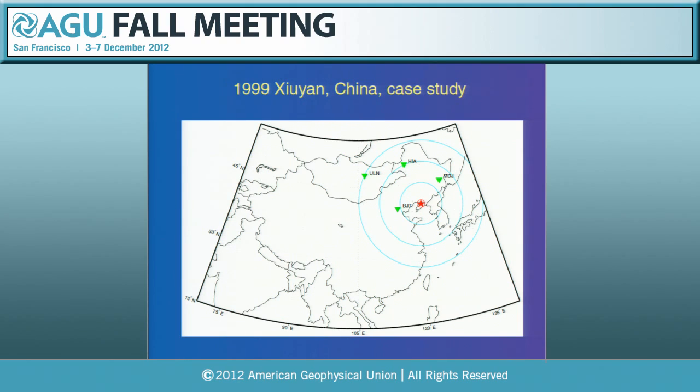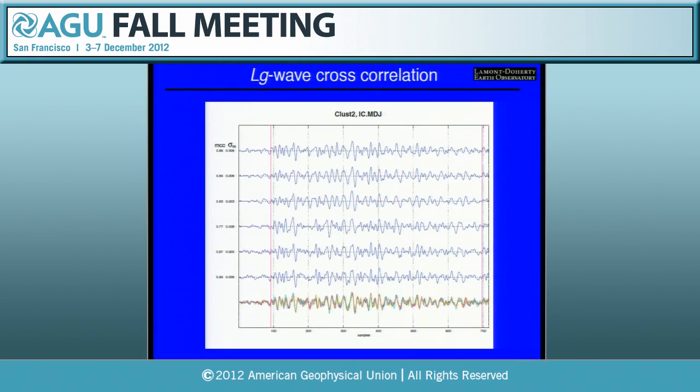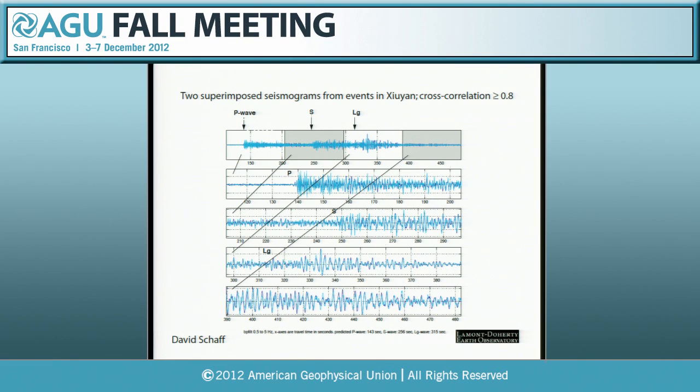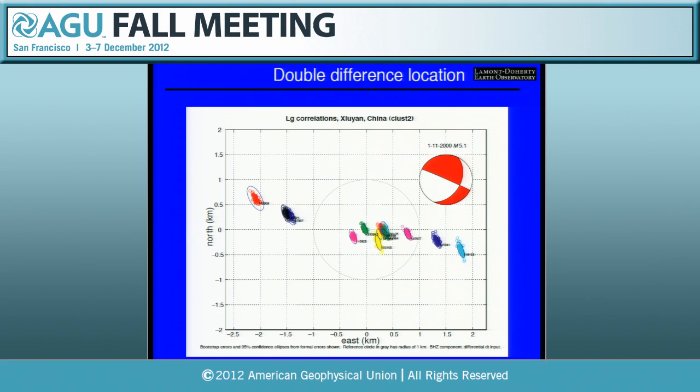From the 2004 AGU meeting was reported work by David Schaff in a similar vein, a case study of events in Liaoning province. What is their relative location as seen from a sparse regional network, using the Lg waves and cross-correlating between them to get the relative arrival times of highly similar waveforms? Amazingly, those events in Liaoning province from far regional stations could be assigned relative locations at the fractional kilometer level. This is a circle of radius 1 kilometer, and these events can be assessed with relative location uncertainty at least at the 100-meter level.